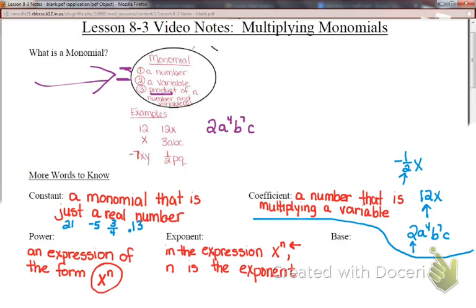Maybe you've forgotten. But the exponent is the little number that is up and to the right of the bigger number, which is x. So in the expression x to the n, n is the exponent. And lastly, with the word base, again, you're working with a power here. So in the expression x to the n, which is a power, x is called the base. So you're going to hear me say these words, constant, coefficient, power, exponent, and base, as we work with learning how to multiply monomials.